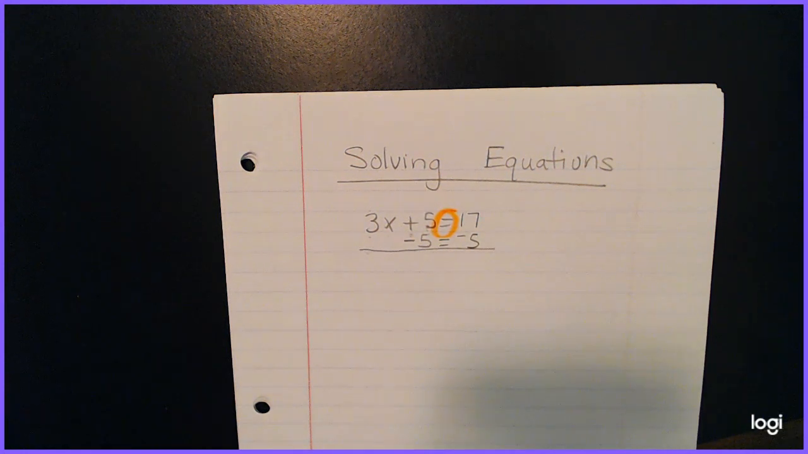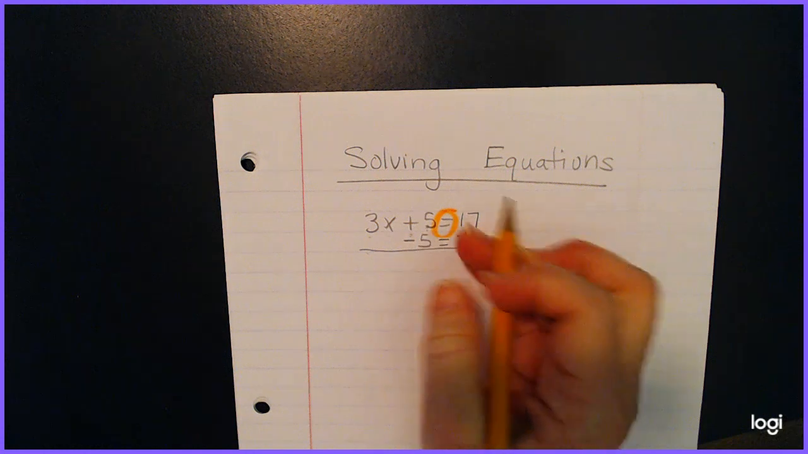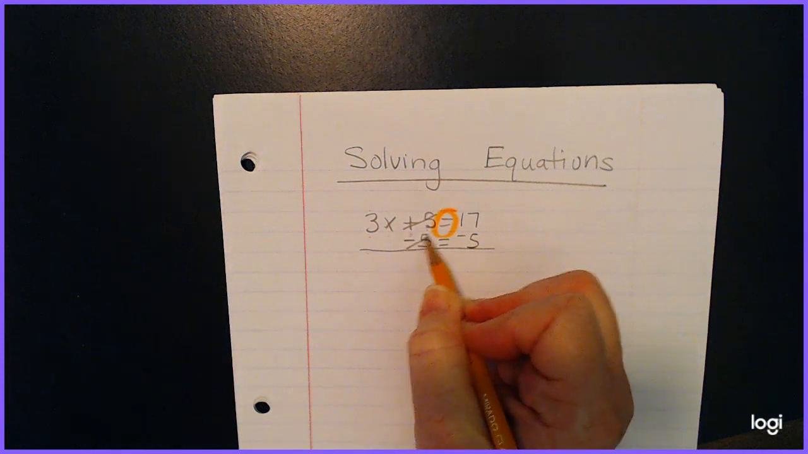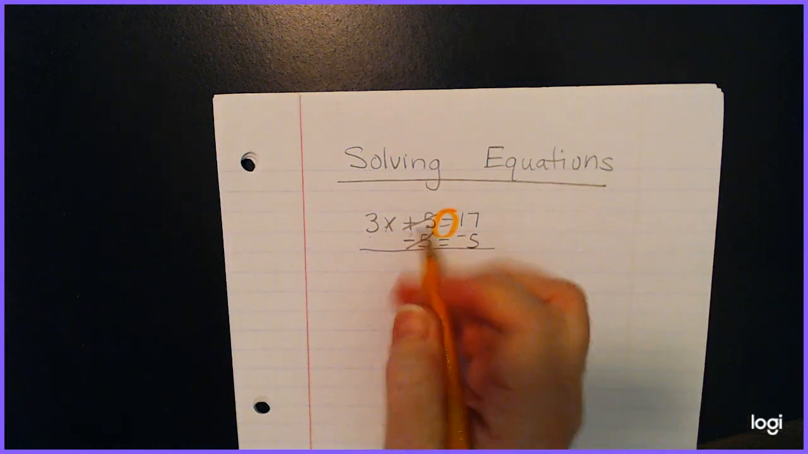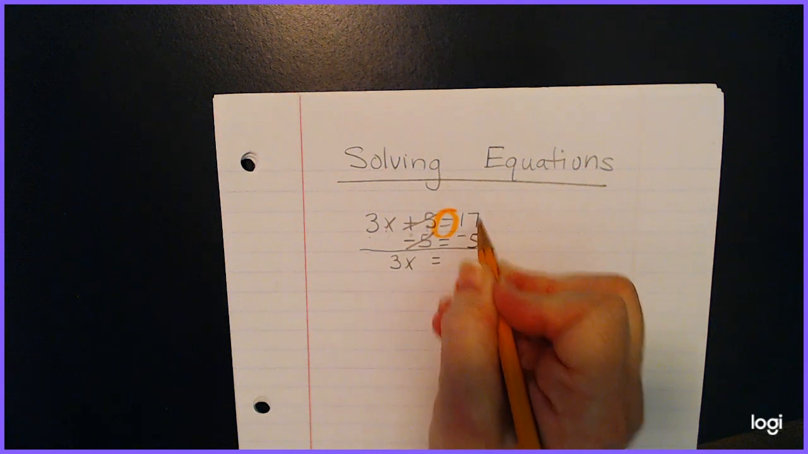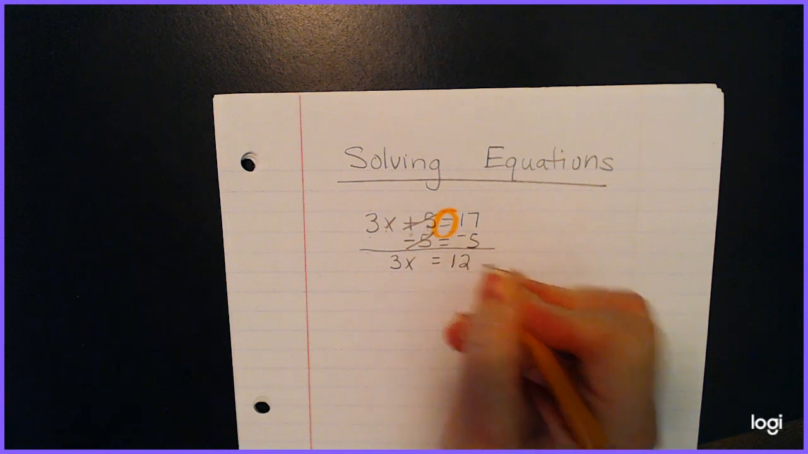We'll make a new line so that we can start a new problem. We've talked about how opposite operations cancel each other out. So an addition of 5 and a subtraction of 5 will cancel, leaving 3x. Bring down our balance. 17 minus 5, if we solve that, we have the answer of 12.